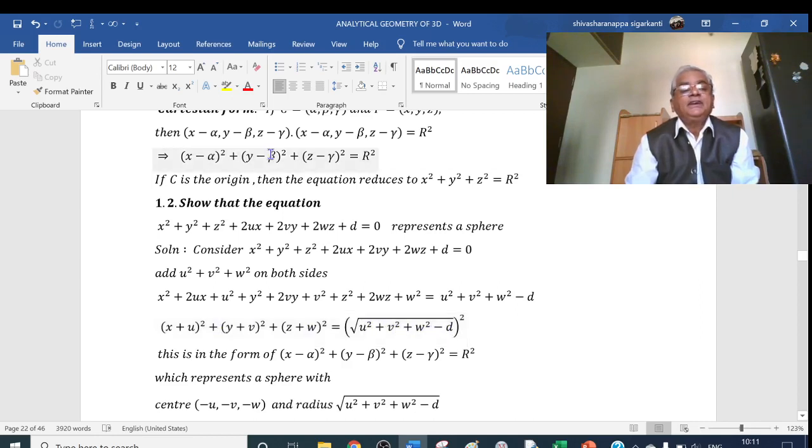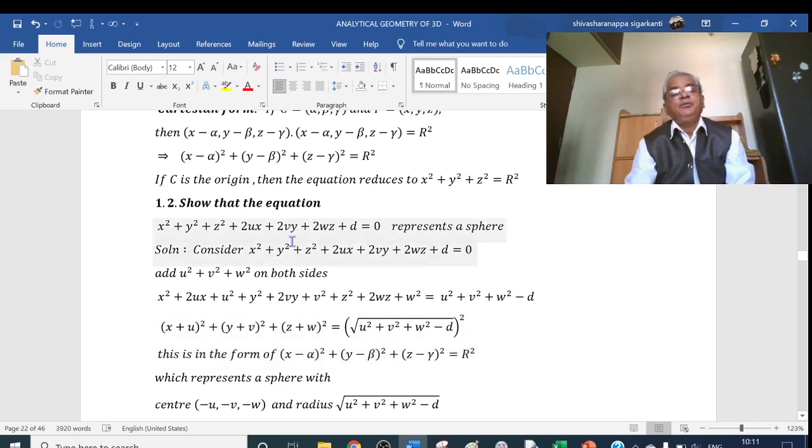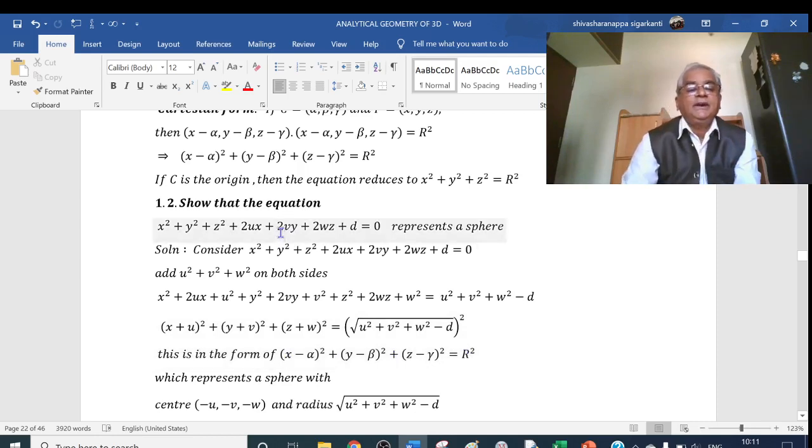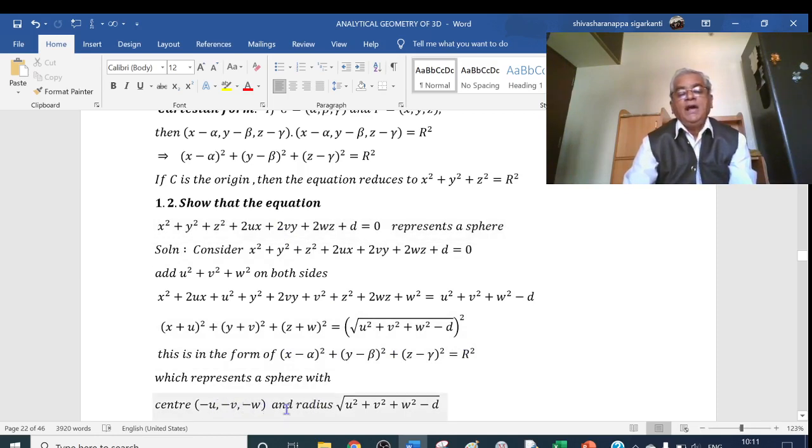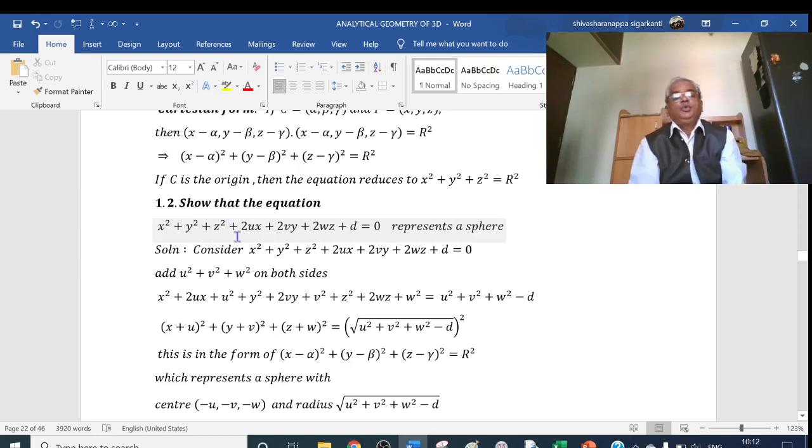So that is, here the given equation is in this form. Therefore the given equation represents a sphere whose center is at the point (−u, −v, −w), and the radius is the square root of u² + v² + w² − d. So this is the general equation of the sphere: x² + y² + z² + 2ux + 2vy + 2wz + d = 0. This always represents a sphere whose center is (−u, −v, −w), and whose radius is the square root of u² + v² + w² − d.